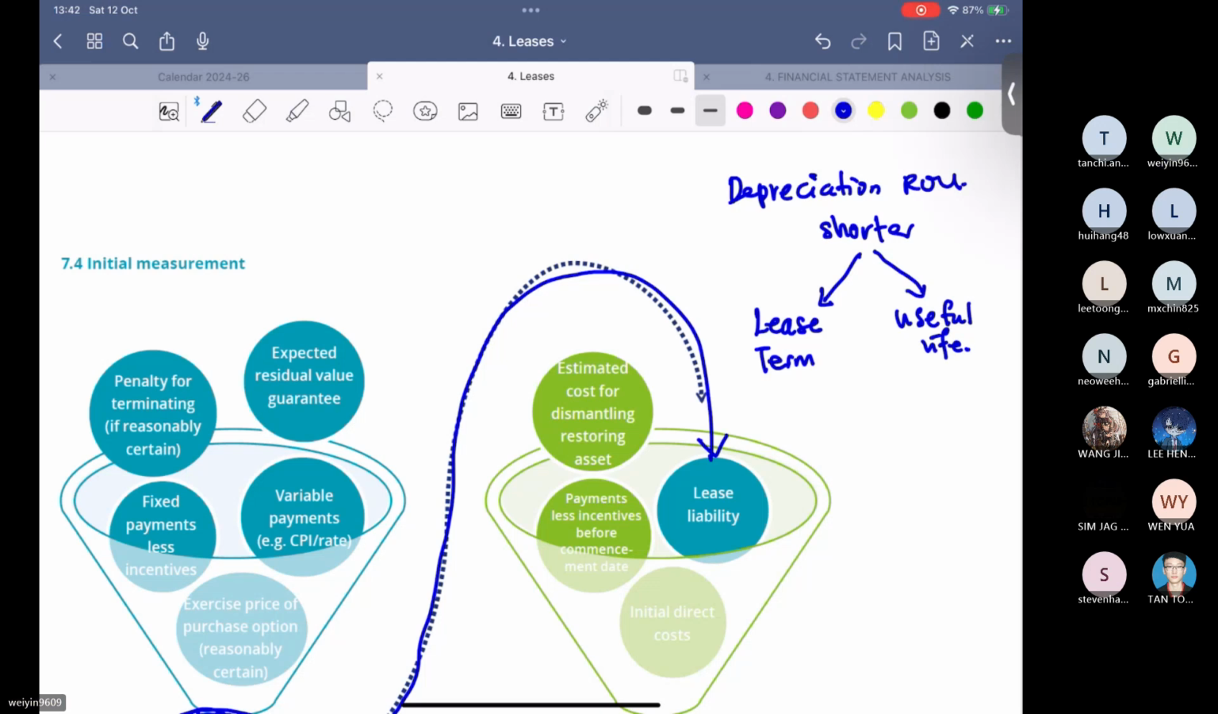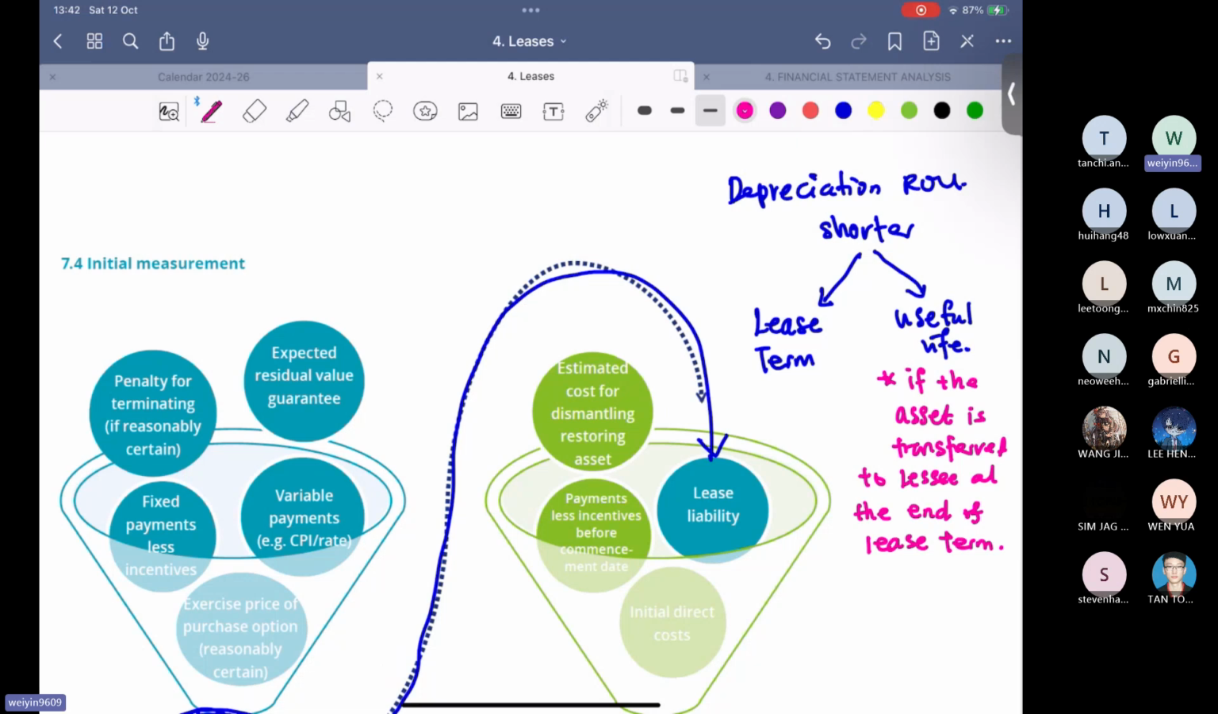Okay. So if, put a star here, you will choose useful life if the asset is transferred to the lessee at the end of the lease term.